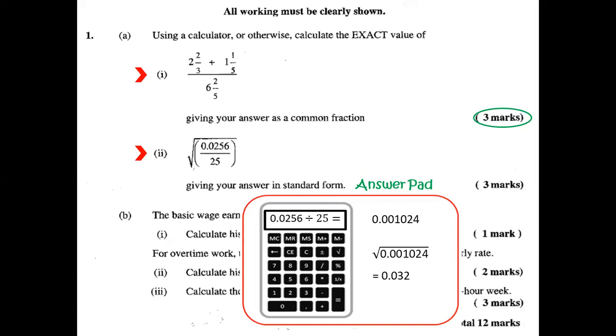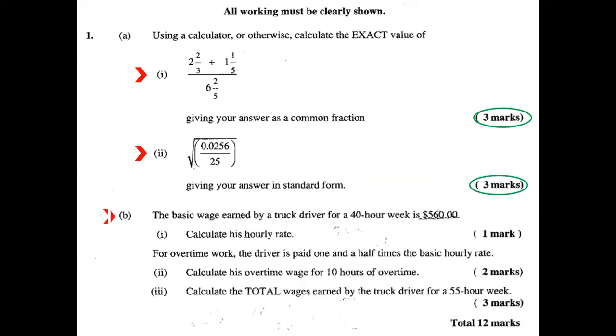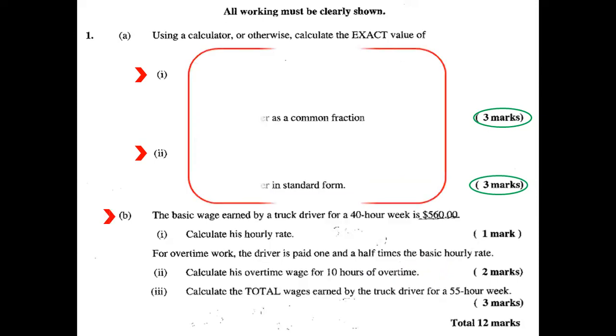But as the question says, they want the answer in standard form. If you leave it like this, as many would, you will not get all the marks there. So in standard form, one number between 1 and 10, it is 3.2 times 10 to the negative 2. And you'll be allotted your 3 marks there. Easy. 6 marks.